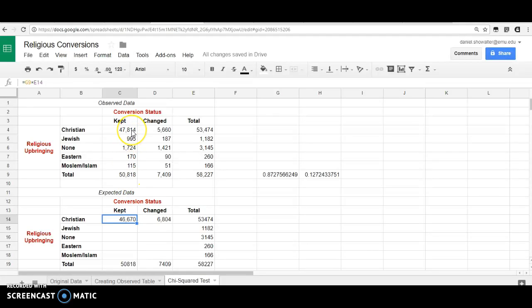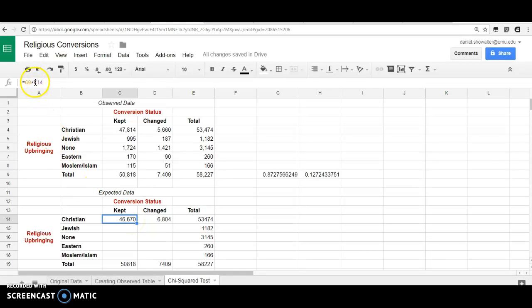Real quick, we can take a peek at what the actual was. So we can see that more Christians than expected kept with their faith than converted to a different faith. If this number was exactly 46,670, we would say exactly as many as expected converted away from Christianity. That doesn't tell us, though, about the entire population. We're still just talking about our sample. In order to figure out if this is true for the population, we're going to need to create a different table. So let's do the same thing we just did for the rest of these.